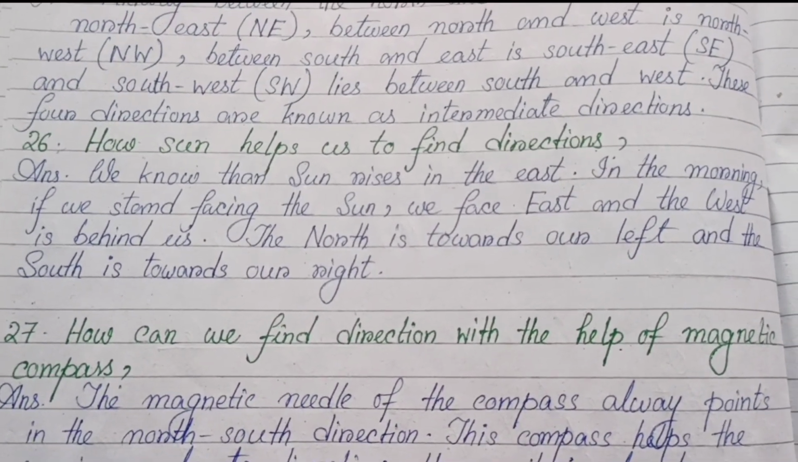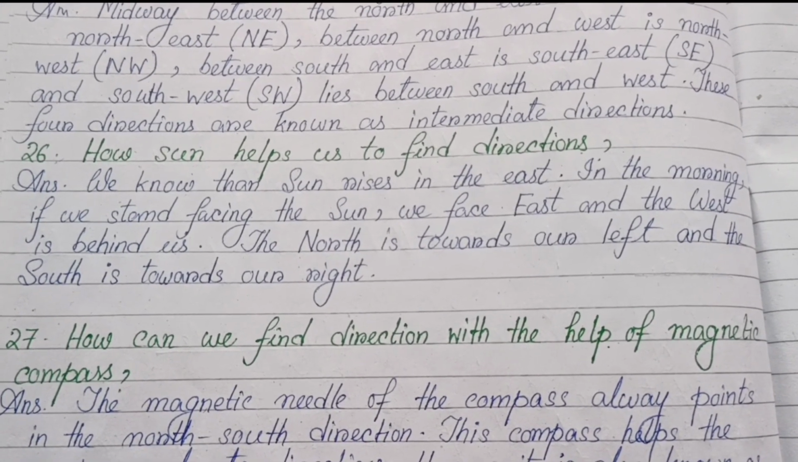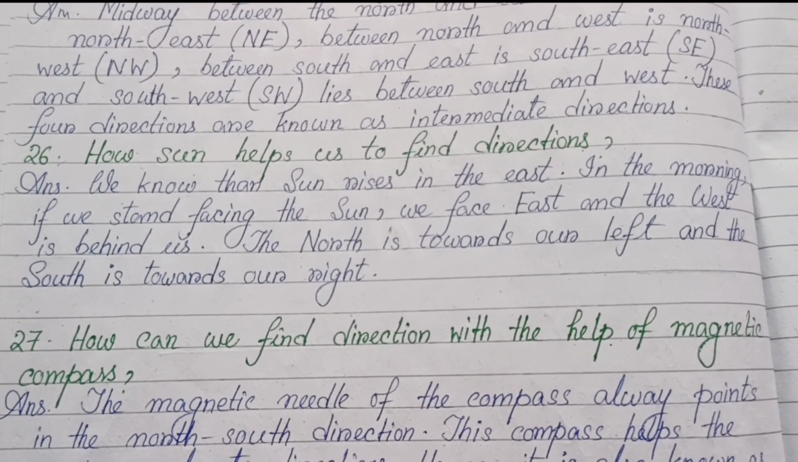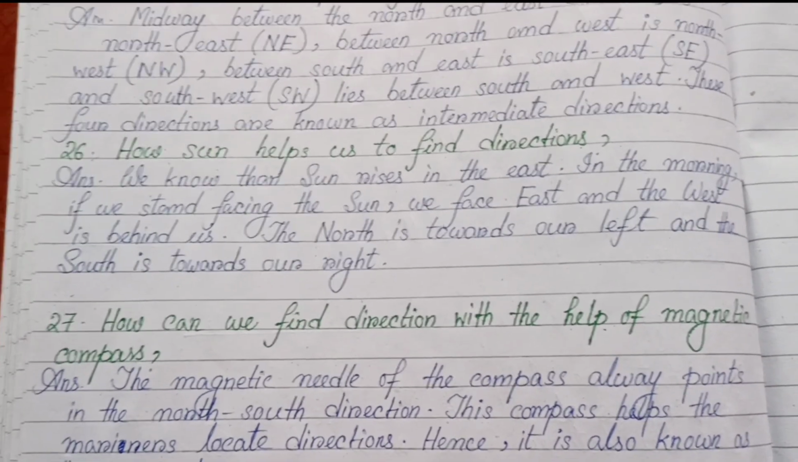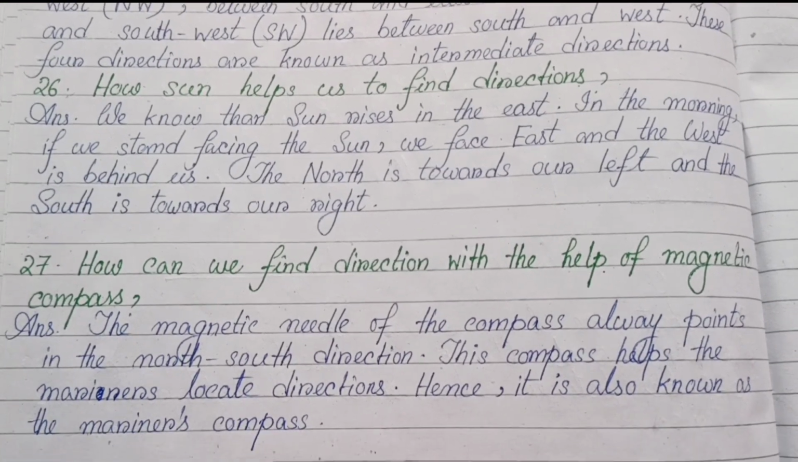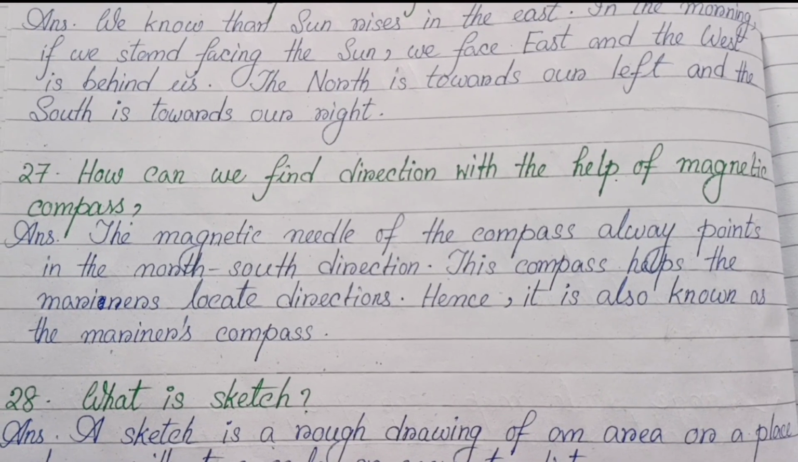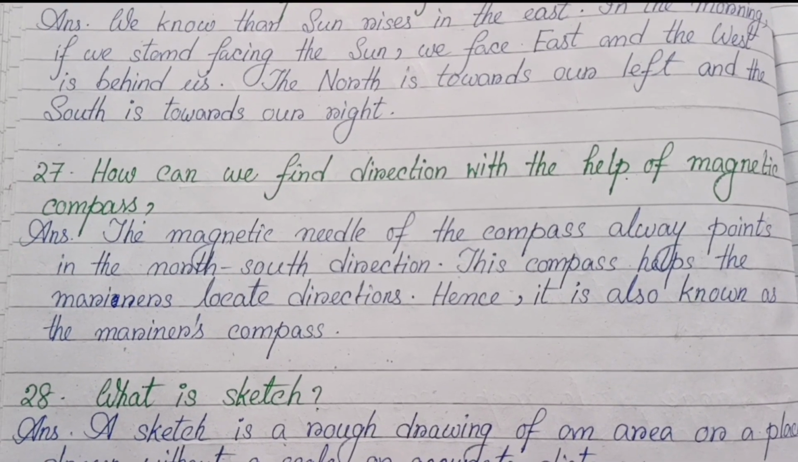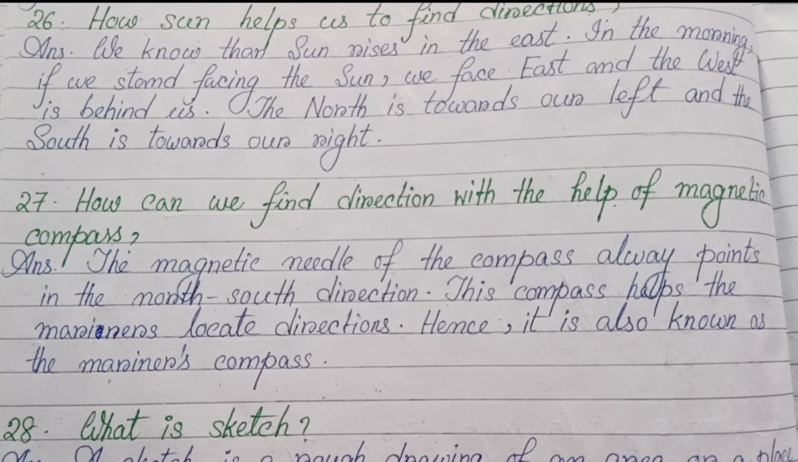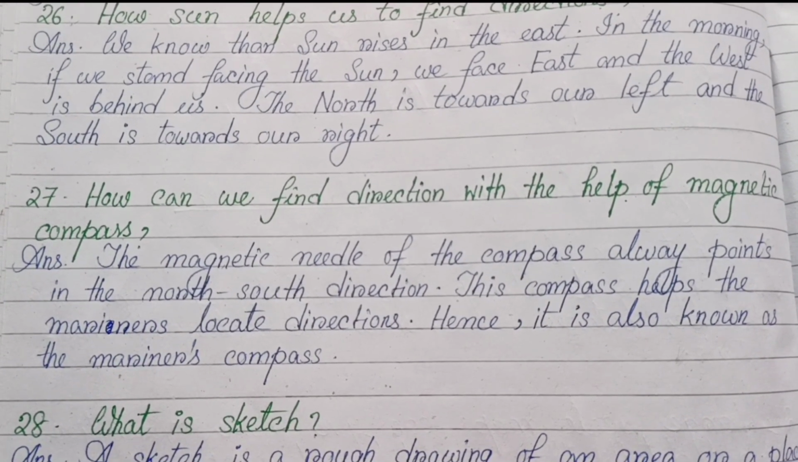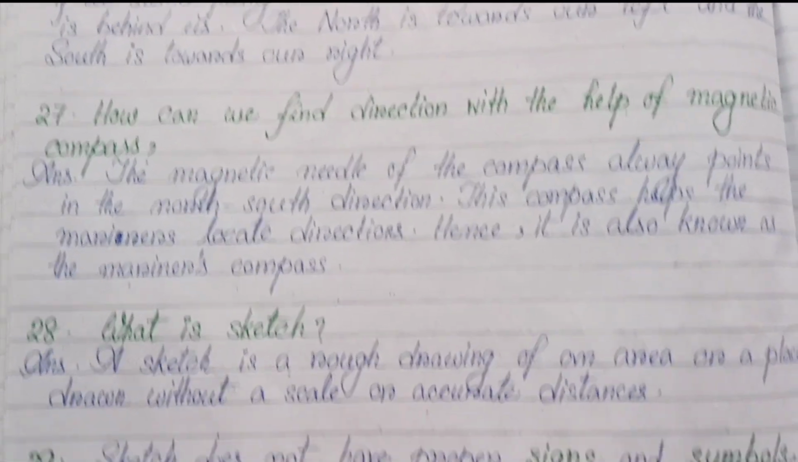26, how does the sun help us to find directions? We know that sun rises in the east. In the morning, if we stand facing the sun, we face east, and the west is behind us. The north is towards our left and the south is towards our right. 27, how can we find direction with the help of a magnetic compass? The magnetic needle of the compass always points in the north-south direction. This compass helps the mariners locate directions, hence it is also known as the mariner's compass.